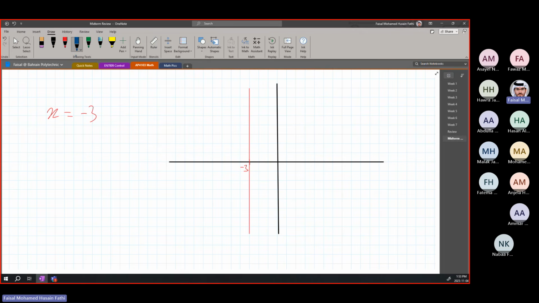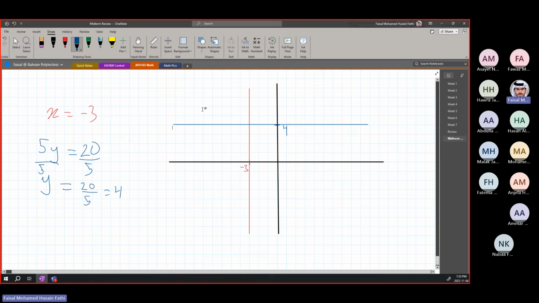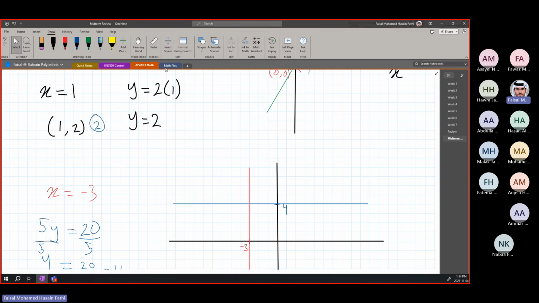Same thing for y. For example, let's say the question I think was 5y is equal to 20. What you will do is solve for y. So divide by 5 on both sides. Y is equal to 20 over 5, which is 4. So you'll go to y is equal to 4, which is here, and you will draw a horizontal straight line. That's it. Simple, very simple. If you just have x or just y, you go to that point and draw a line straight through it. In the case of y, it's a horizontal line, and in the case of x, it's a vertical line. All right? Moving on.